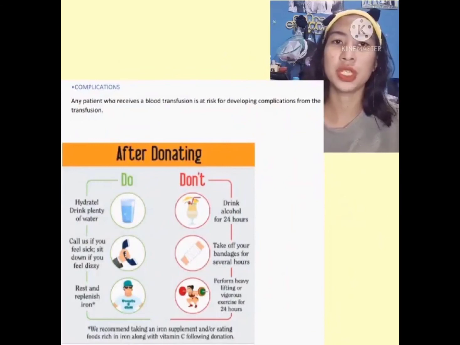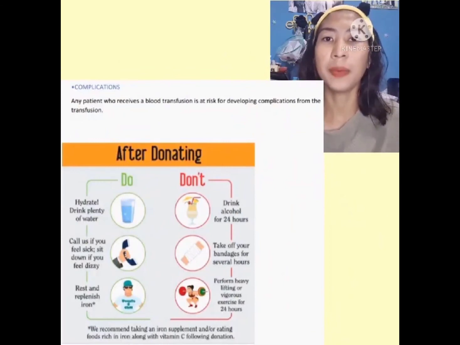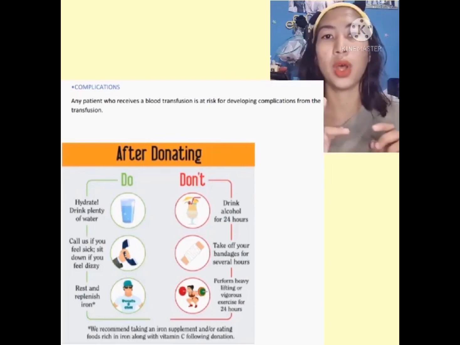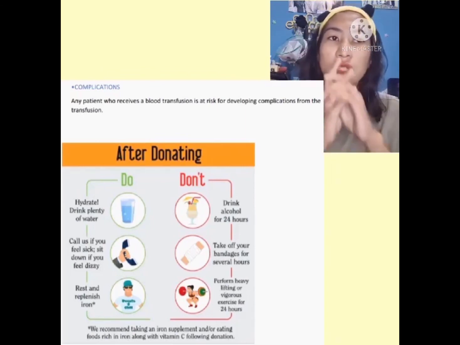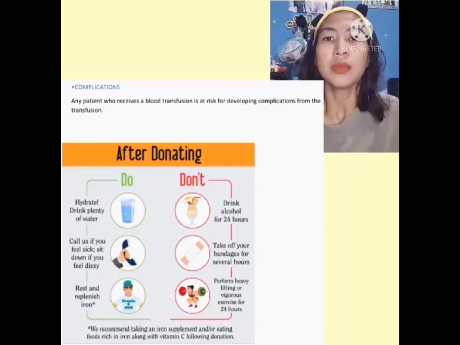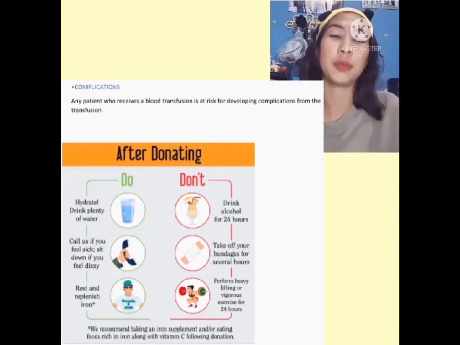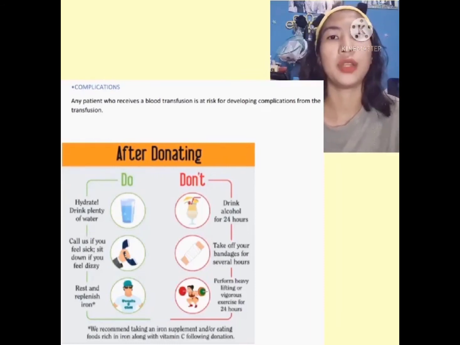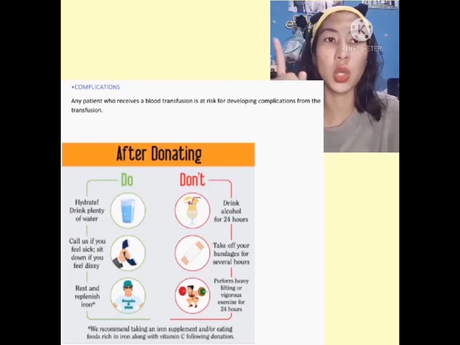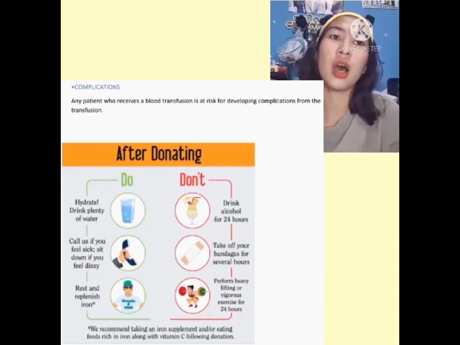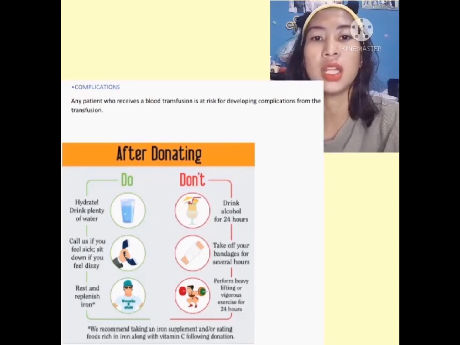Then the next one is the complications. Any patient who receives a blood transfusion is at risk for developing complications, such as non-hemolytic reactions, acute hemolytic reactions, and allergic reactions. Those are the complications for the patients receiving the blood from the donors. Then, as you can see at the chart, there are do's and don'ts after you donate blood.